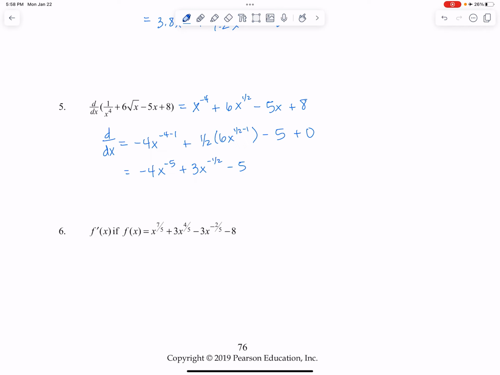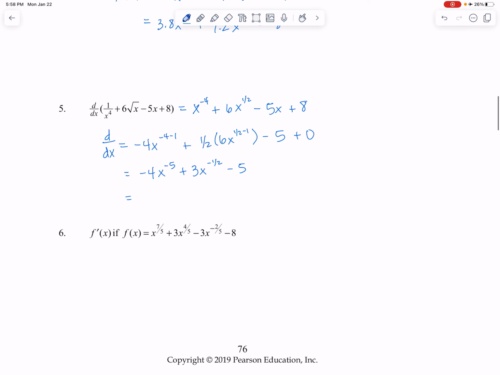minus 5. Now we can rewrite everything so we don't have negative exponents. Negative 4 over x to the 5th, it becomes positive, plus 3 over, so the negative 1/2 becomes positive, but 1/2 means it's the square root, minus 5. All right.